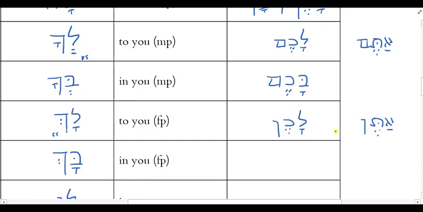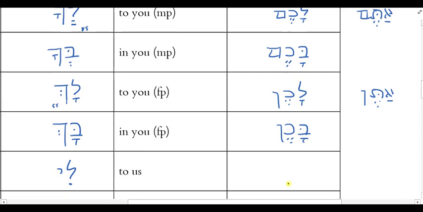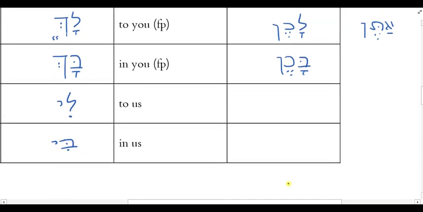And then "in you, women" would be bachen. That's right. Bachen. And then "to us," that's right. And where's that accent going to be? It's on that first syllable. Okay? So lanu.